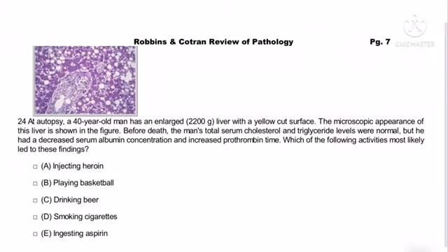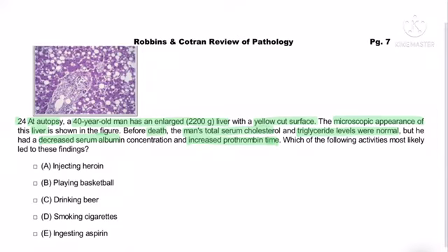Next question. At autopsy, a 40-year-old man has an enlarged liver with a yellow cut surface on gross examination. The microscopic appearance of the liver is shown in the image. Before death, the man's total serum cholesterol and triglyceride levels were normal, but he had decreased serum albumin concentration and increased prothrombin time. This means the liver is failing, the liver is not working.